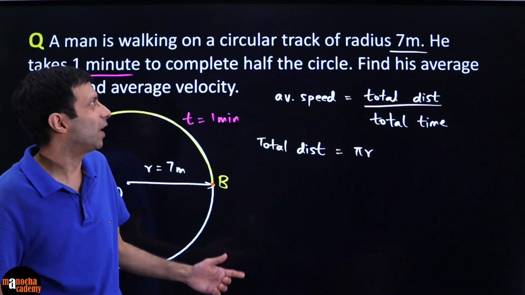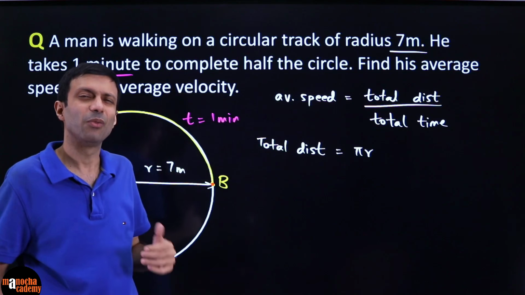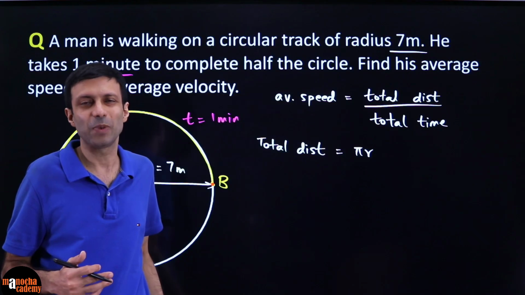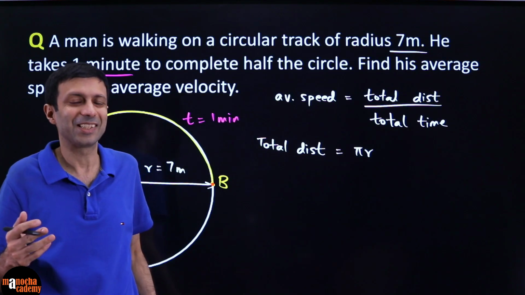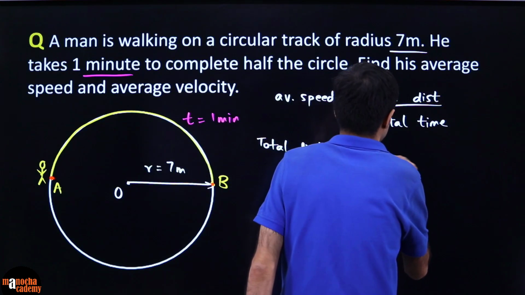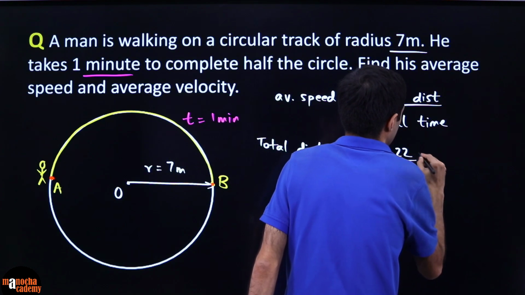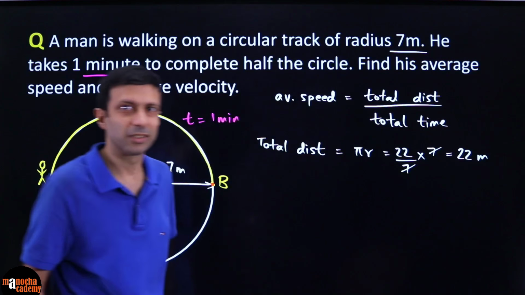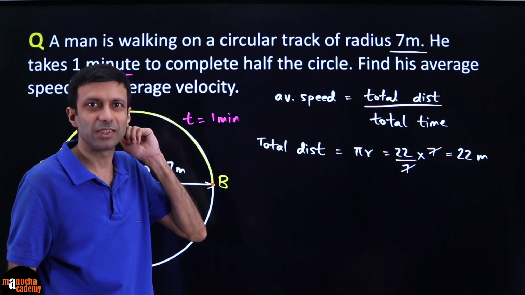Now you just substitute the value. Since the radius is given as 7 meters, we can conveniently use pi as 22 by 7 because the 7 will cancel. If you use 3.14, it's going to be more complicated. So let's do that. 22 by 7 times 7 is 22 meters, clear? So we have got the total distance.